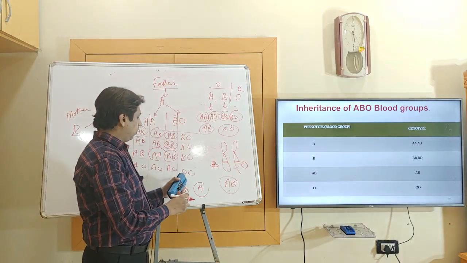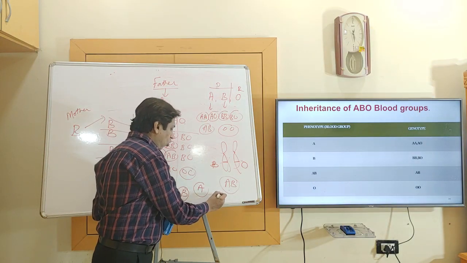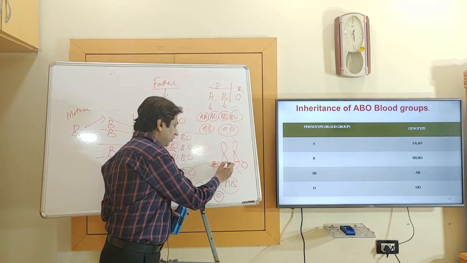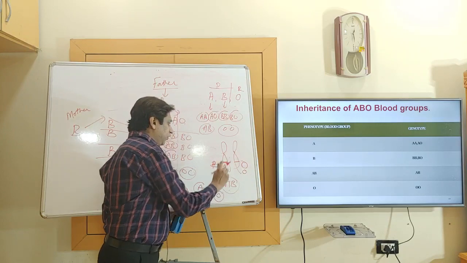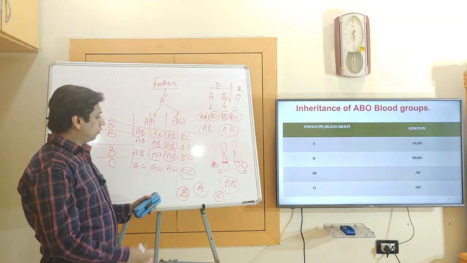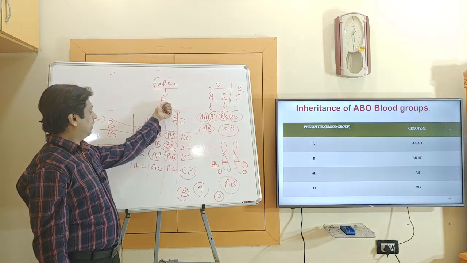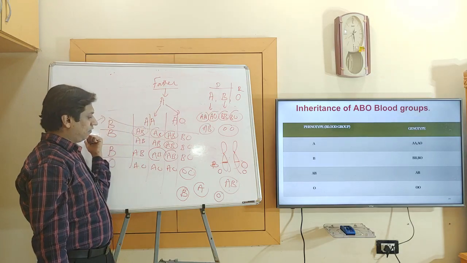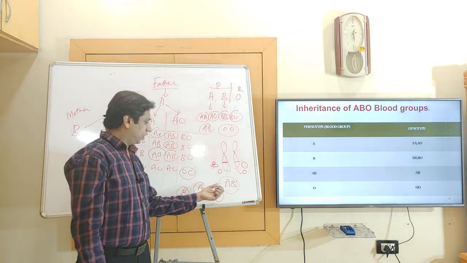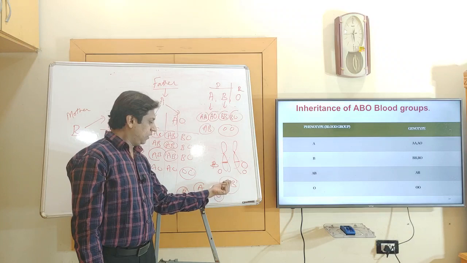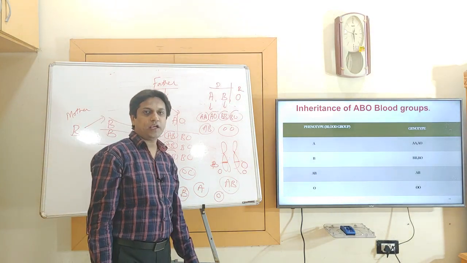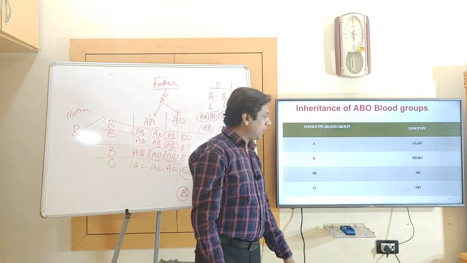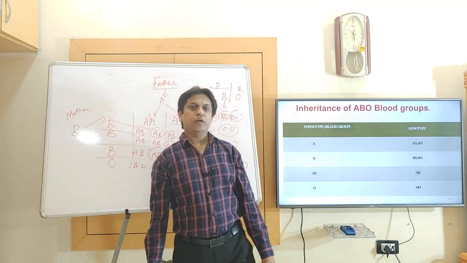Or, very rarely, it can be O blood group, where they receive a recessive O gene from the father and also from the mother. So all these possibilities are there when the father has blood group A and the mother has blood group B. The offspring can be AB, A, B or O blood group. This is the end of part 2 of the blood group video.